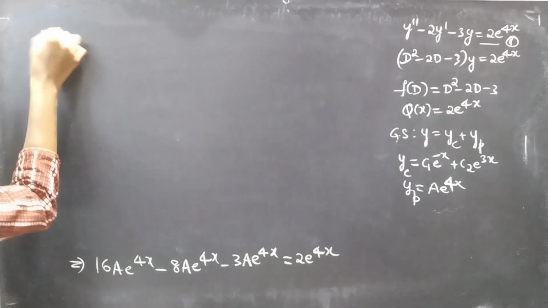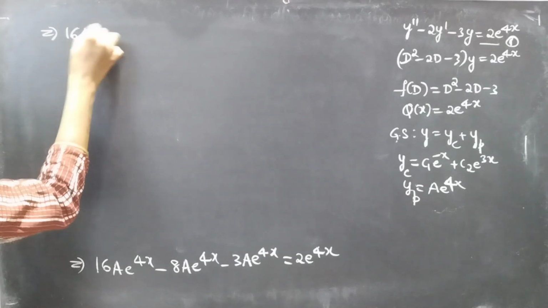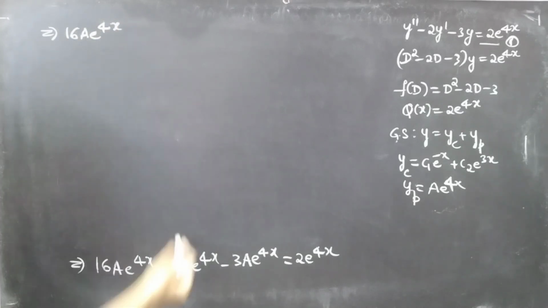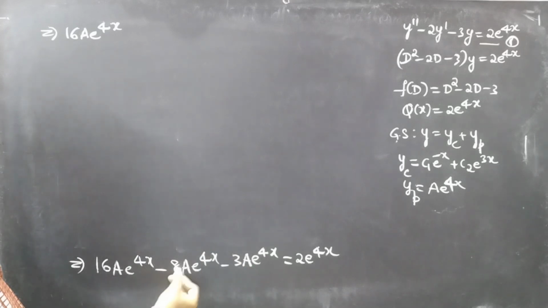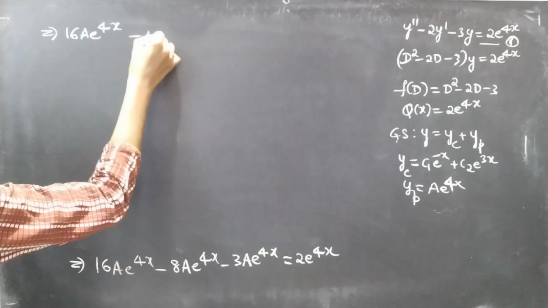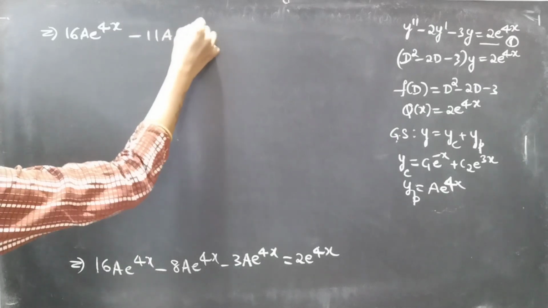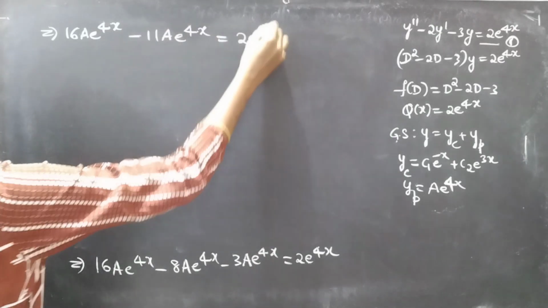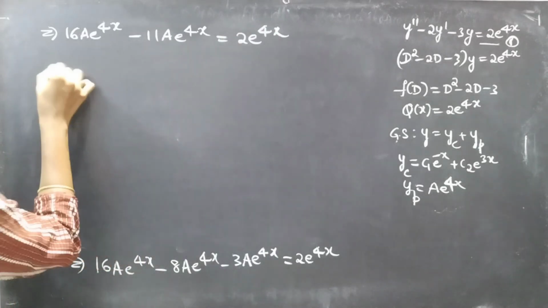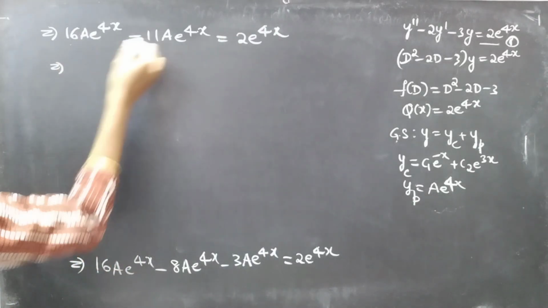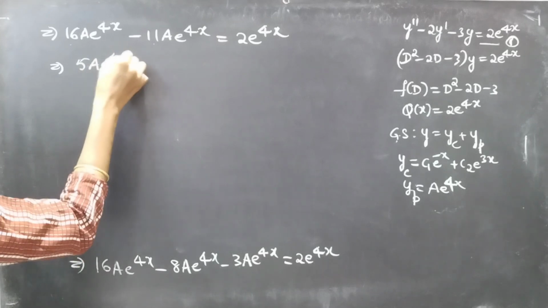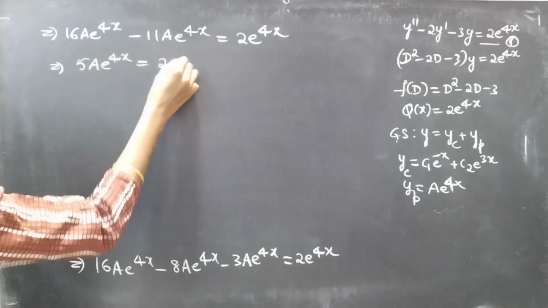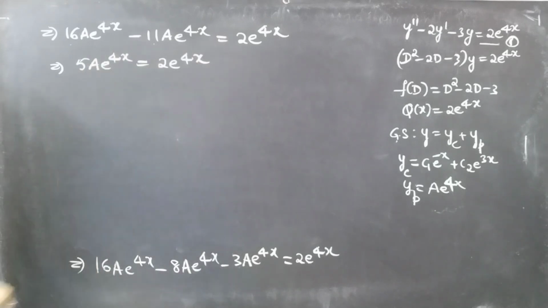Now simplify it. 16a e^4x minus 8a e^4x minus 3a e^4x. 8 plus 3 is 11, right? So you'll get minus 11a e^4x equal to 2e^4x. This gives us 16 minus 11 is 5. We'll get 5a e^4x equal to 2e^4x.